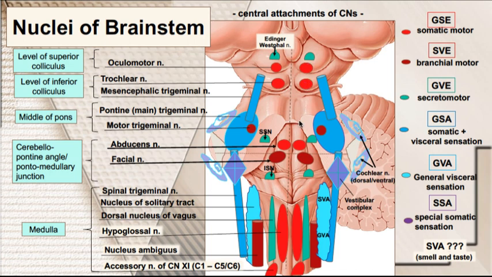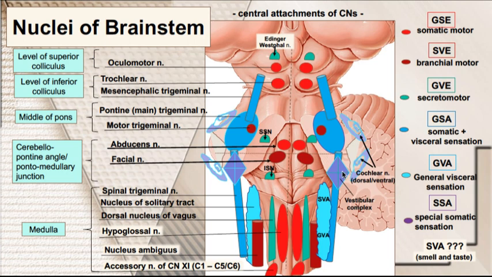The cell bodies of the general somatic efferent neurons are located closer to the midline of the brainstem. Lateral to them are the bodies of the special visceral efferent neurons supplying the branchial muscles and the secretomotor parasympathetic neurons. The bodies of the sensory neurons and their nuclei are mostly on the periphery of the brainstem.